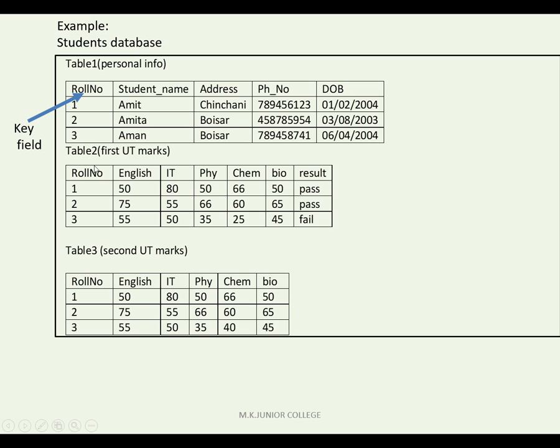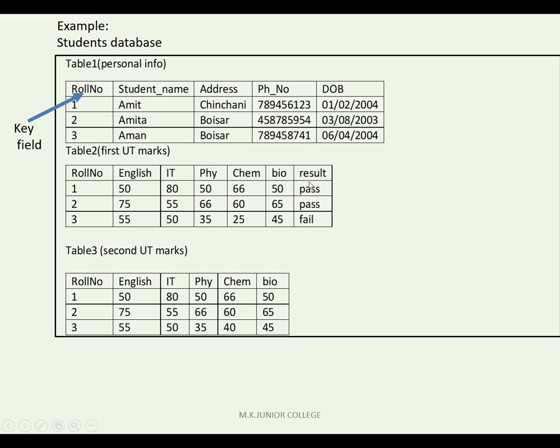In the same way I will create another table in which I am going to add all the records related with the first unit test. While maintaining the records from the first UT, I have to consider first of all the roll number. Second, the name, then English subject, IT subject, physics, chemistry, biology, then maths, all other subjects, and at the last you will get a total and result. So maybe this type of fields you will have.